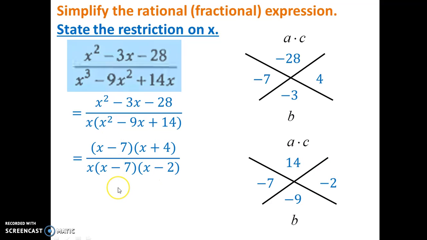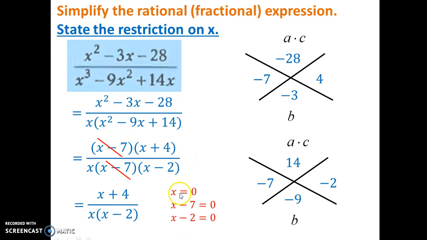Now a common factor is x minus 7, cross those out, and we're left with this simplified form. So we've taken this and simplified it. Now think about the restrictions. For the restrictions, you look at all three factors on the bottom. So x equals 0, then this one, x minus 7 equals 0, and x minus 2 equals 0. When you solve the bottom two here, you'll get these restrictions. So x cannot be 0, it cannot be 7 when you solve that one, and it cannot be 2. So there's three restrictions because 0, 2, and 7 will all make this 0, and that's not good.